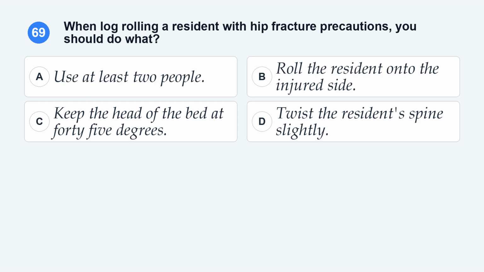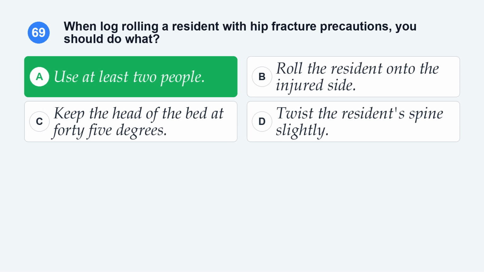Question 69. When log rolling a resident with hip fracture precautions, you should do what? Option A. Use at least 2 people. Option B. Roll the resident onto the injured side. Option C. Keep the head of the bed at 45 degrees. Option D. Twist the resident's spine slightly.